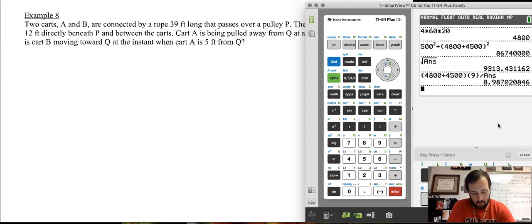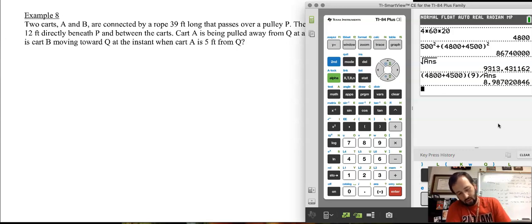So 2 carts, A and B, are connected by a rope 39 feet long that passes over a pulley P. The point Q is on the floor 12 feet directly beneath P. Between the carts, cart A is being pulled away from Q, so then cart B is moving towards.